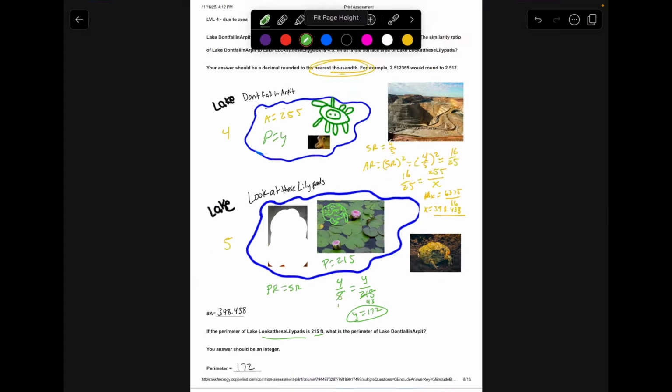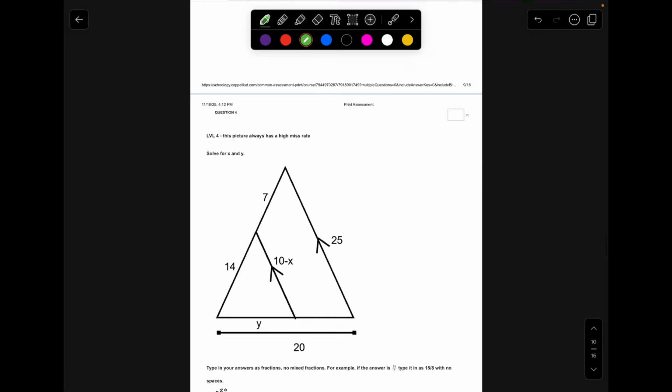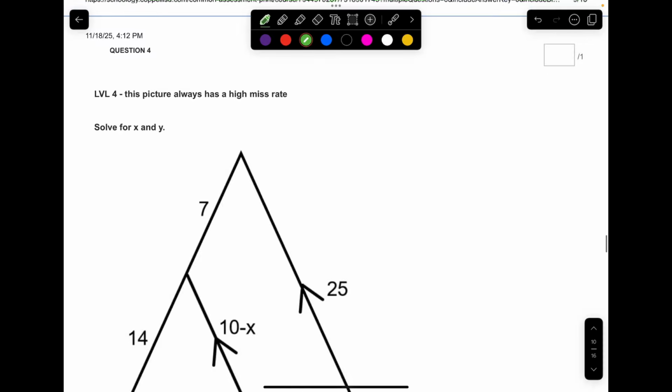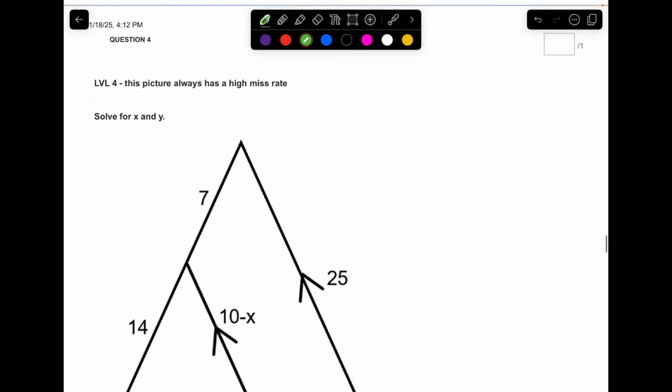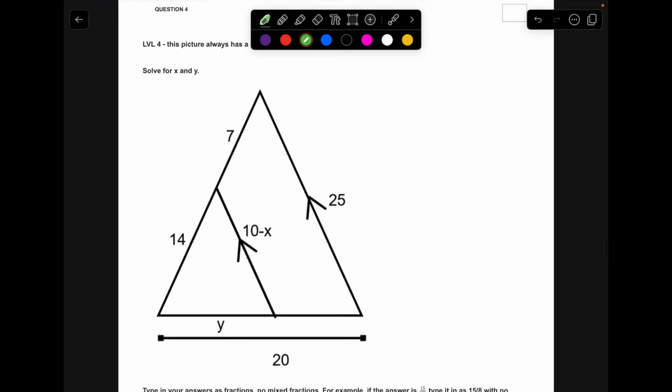Look at the cute frog. Okay. This picture has a high miss rate. Yes, it does. Lordy. Here we go. I'm excited. I'm pumped.